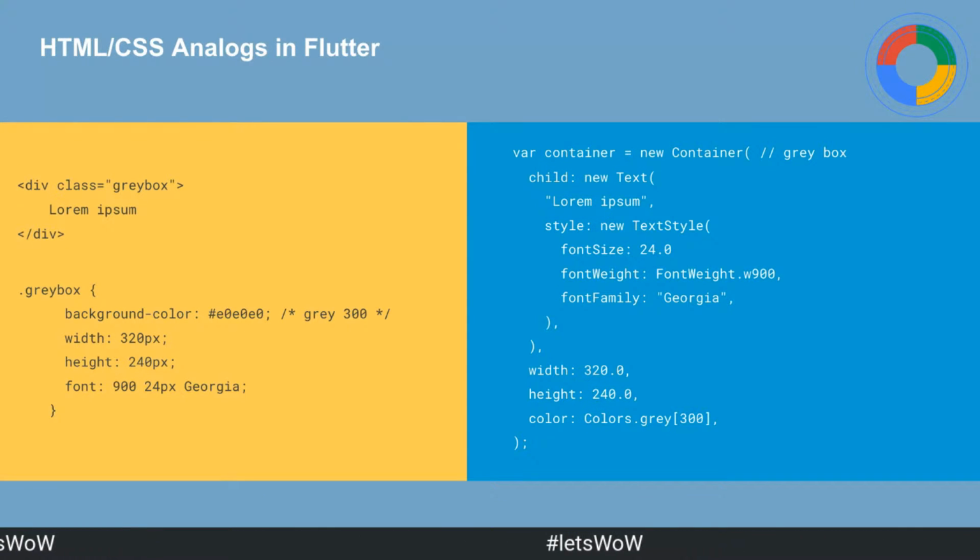Now if we want to have a look at the actual code part of it, I have created a small comparison between HTML and Dart. For creating a simple box in HTML, we have to create a div, and I have given it a class of gray box. So that's the HTML part of it. Now we'll come to the CSS part of it. I gave a background color, width, height, and font. So you can just imagine in your minds how it will be looking.